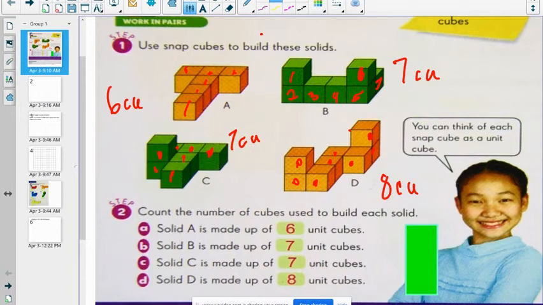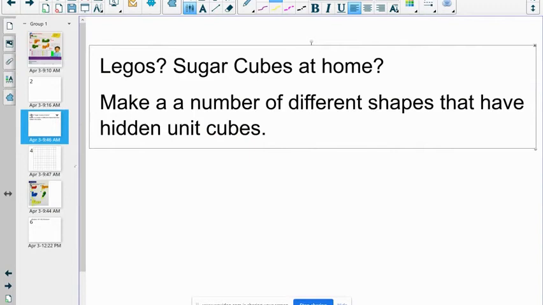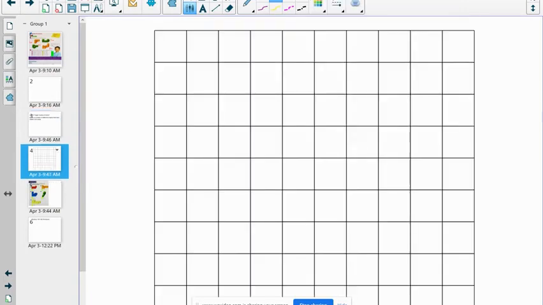All right, so let's keep going here. Again, if you had Legos or sugar cubes at home, you could try to make some of these own shapes yourself. If you're able to do that, snap a picture, send it to your math teacher. If you have grid paper, you could kind of cut this out and make yourself some shapes. You can make some cubes out of this and manipulate that way.